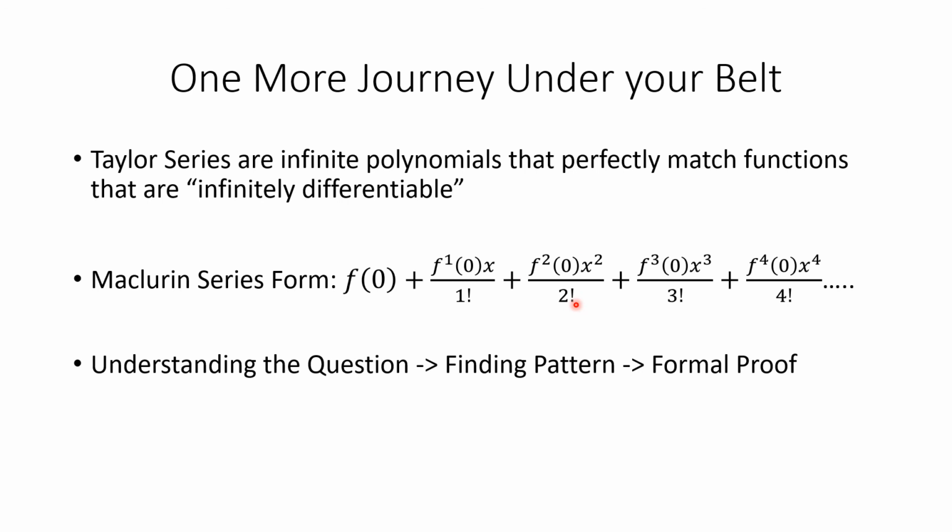But really, just in general, I want you to take away the process of proving. What we did here was we understood the question. We spent a lot of time breaking down the Taylor series and how to derive it, but then eventually we started finding the pattern. And once we started finding the pattern with the derivatives and forming squares, we were able to formalize that into a formal proof. So understand the question, find the pattern, and form a proof.